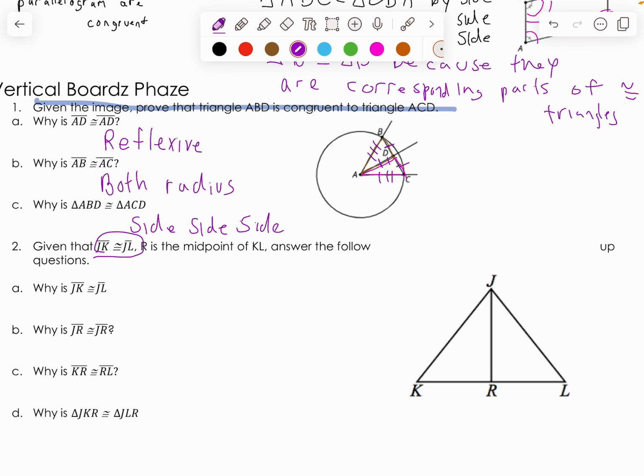So we're given this information, JK and JR, and that's actually the first answer. Sometimes the information is just given to you. Looking at number B, why is JR congruent to JR? We all should know reflexive property.